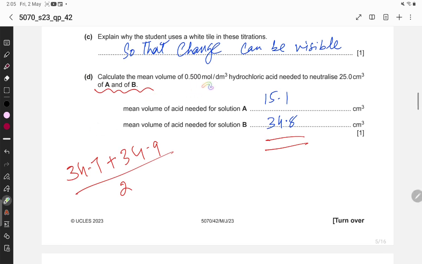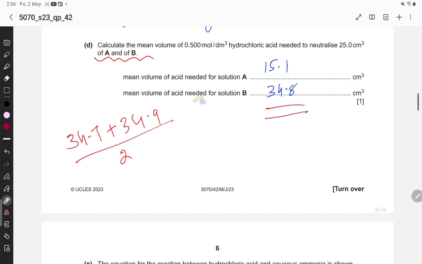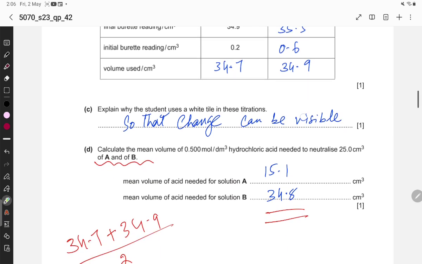Calculate the mean volume of 0.500 mole per dm cube hydrochloric acid needed to neutralize 25 centimeter cube of A and B. Mean volume of acid needed for solution A is 15.1, and mean volume of acid needed for solution B is 34.8 centimeter cube, which we get from here.